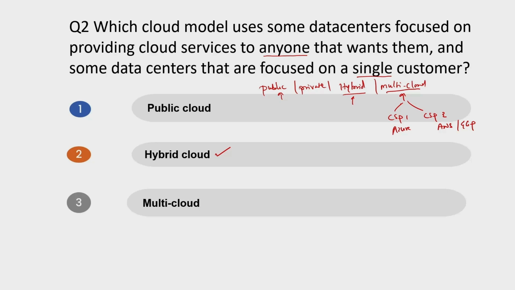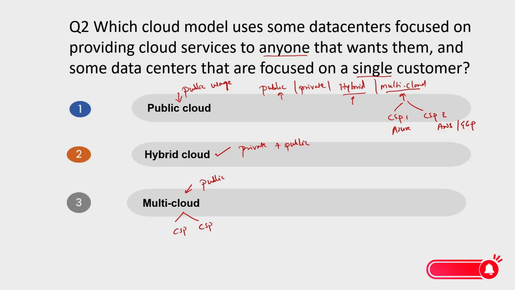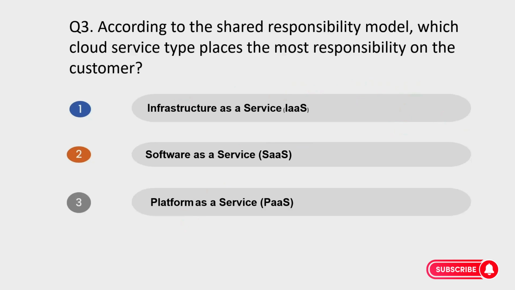And public cloud is only used by the public. This is for exclusive usage of the public. And this is also for public, but from two different service providers, multi-cloud. Hybrid is a combination of private and public. So the correct answer is hybrid cloud. Let us go to question number 3.